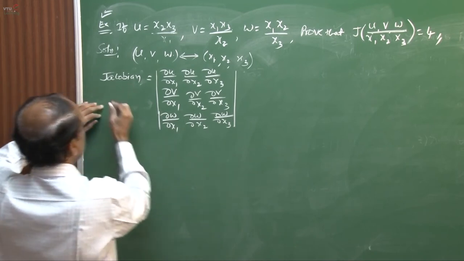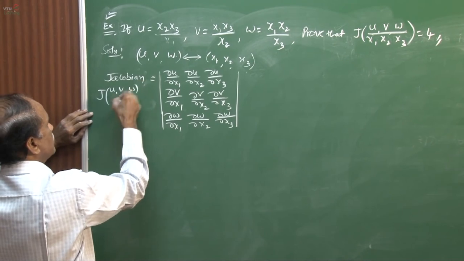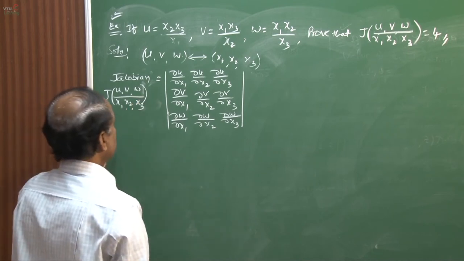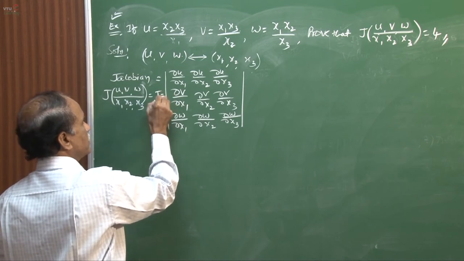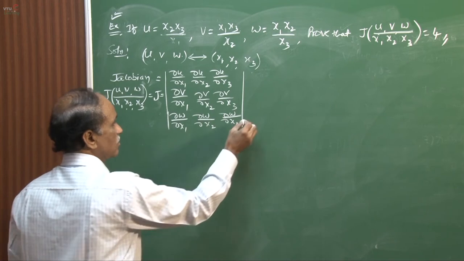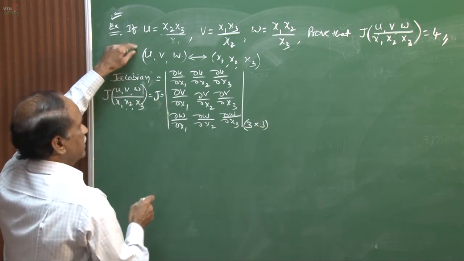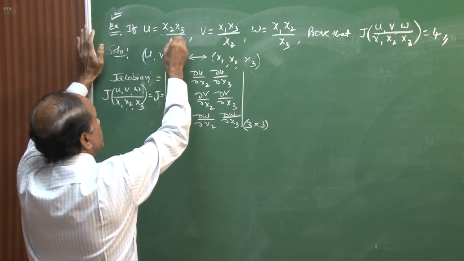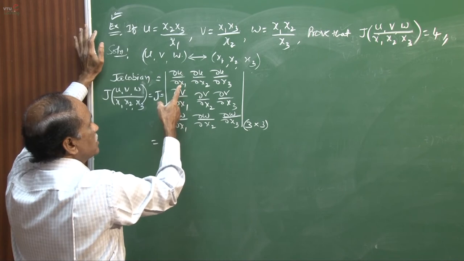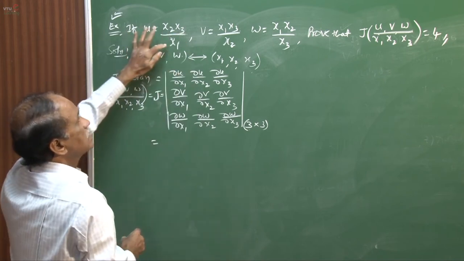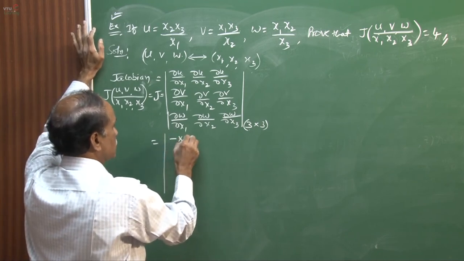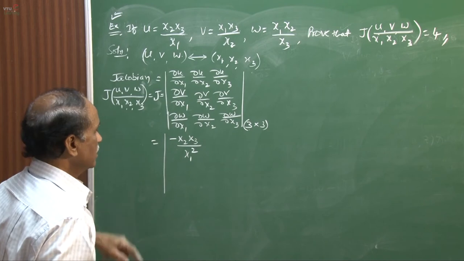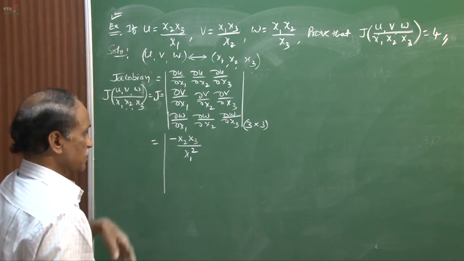Then you replace this; this is the Jacobian, meaning J of U, V, W divided by X1, X2 and X3. Otherwise, simply you can call it J. In any symbolic representation, this is also 3 cross 3. Then what you have to calculate, the first one, u with respect to x1. So x1 is in the denominator, and when you are taking differentiation of u with respect to x1, keep x2 and x3 as constants. Since it has appeared in the denominator, it must be minus of x2 x3 by x1 square, x2 x3 divided by x1 square with minus sign, because if you take x1 to the numerator it gives a minus sign.